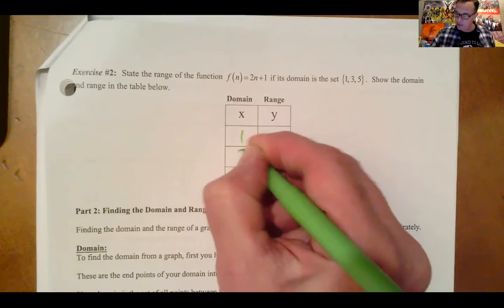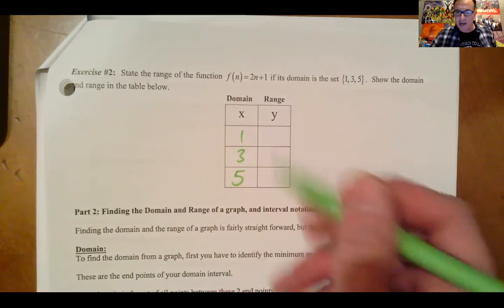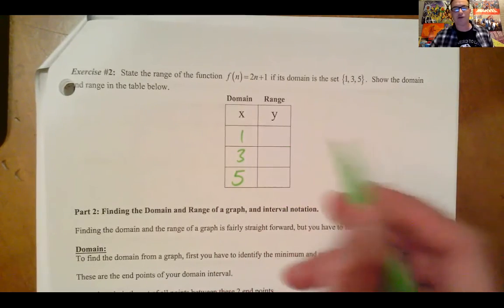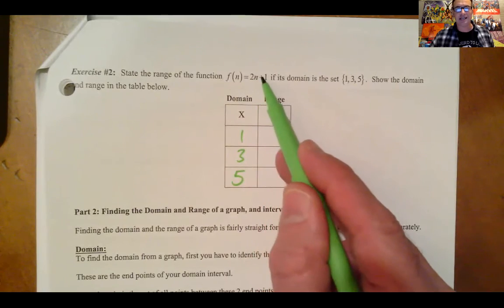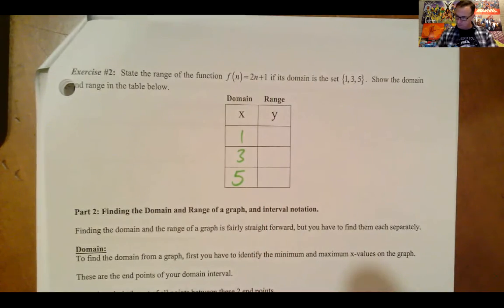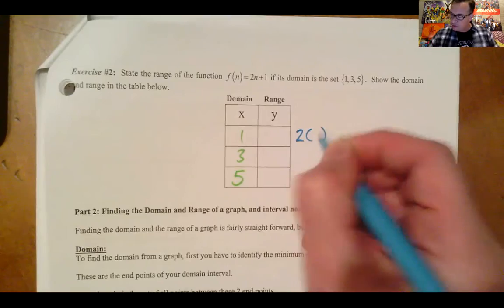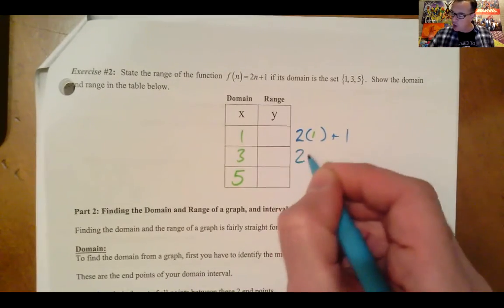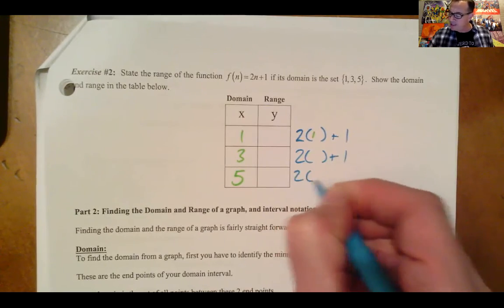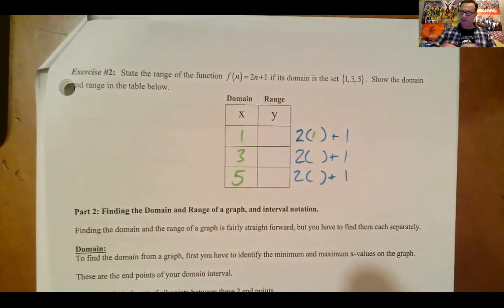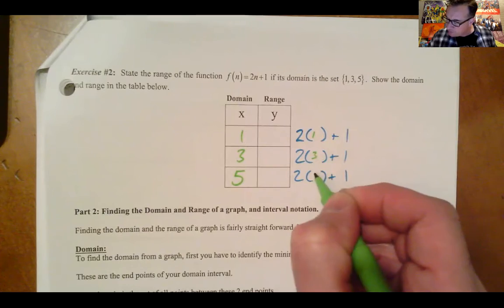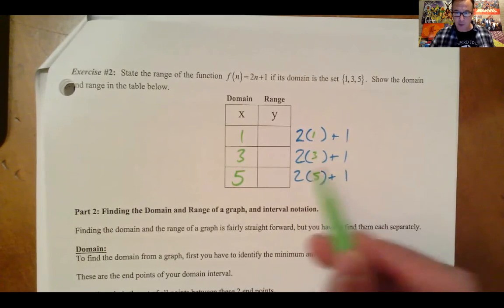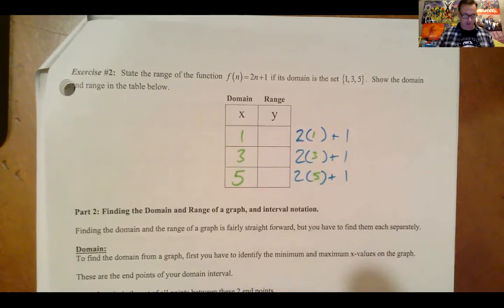So our domain is 1, 3, and 5. To find the range values that are paired with it, I need to do some work off on the side here and plug those numbers in. So for this first one, it's going to be 2 times that 1 plus 1. And for all of them, we're doing the same work. It's just we're plugging in different domain values to figure out what we're going to do. This is 2 times 1 plus 1, 2 times 3 plus 1, and 2 times 5 plus 1. Because what we're going to find is what are our outputs or our range values that go along with this.